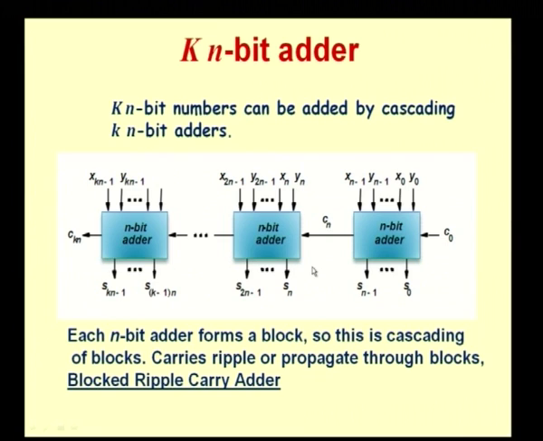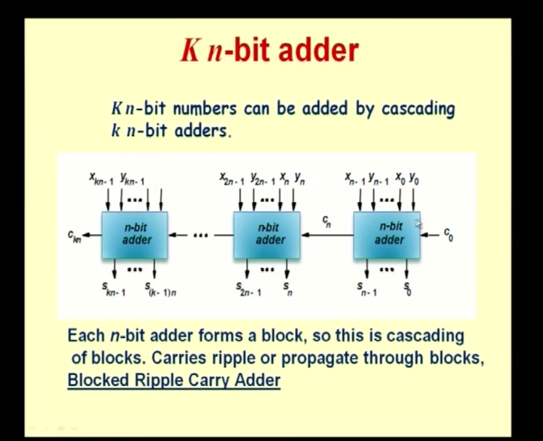Now, you can extend this further. We said a 4 bit adder can be constructed like this, a 32 bit adder can be constructed like this, and so on. Now, if I have such n bit adders, I can also use them to construct larger adders. So, for instance, I am looking at doing a k n bit adder. That is, I am talking about k such n bit numbers. These k n bit numbers can then be added by cascading such n bit adders.